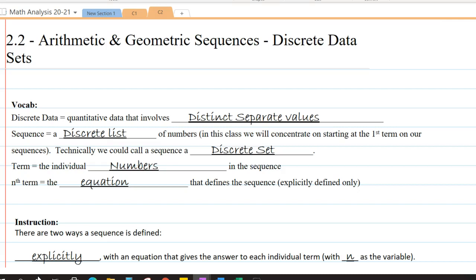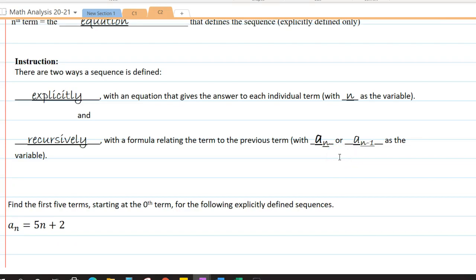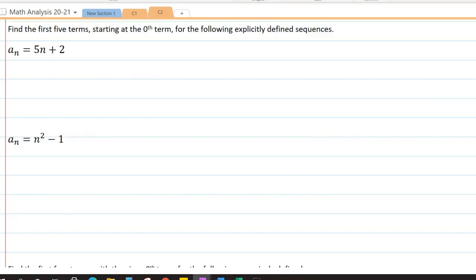Now, the nth term is the equation that defines the sequence, and that really only applies to the explicitly defined sequences. So there are two ways a sequence is defined: explicitly, with an equation that gives the answer to each individual term with n as the variable, and recursively, with a formula relating the term to the previous terms. We say a sub n or a sub n minus 1 as the variable. Let's start with some explicit examples.